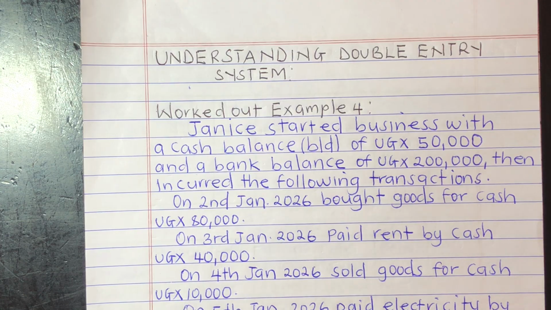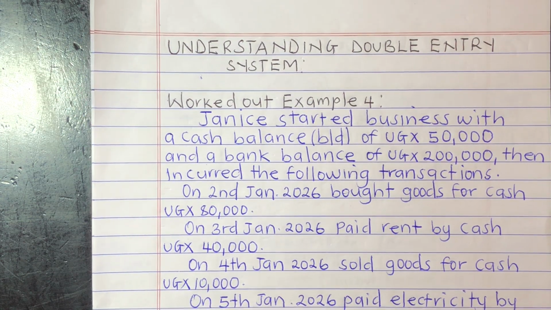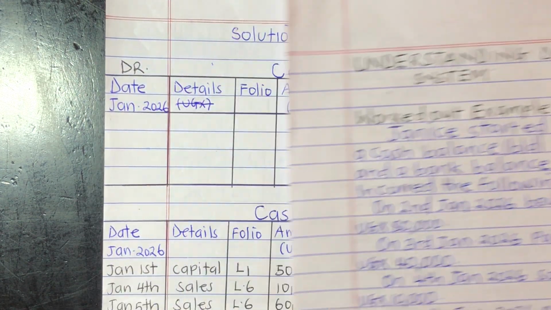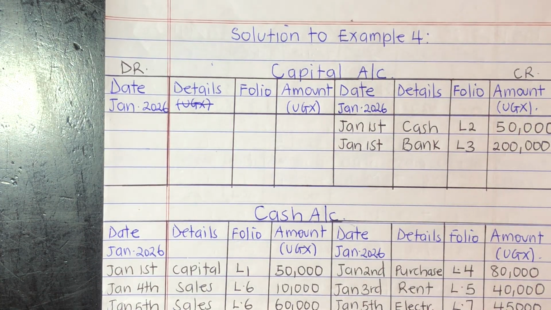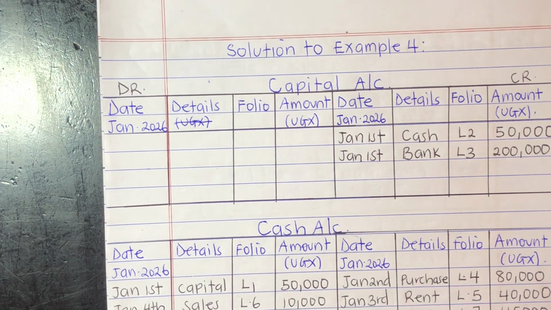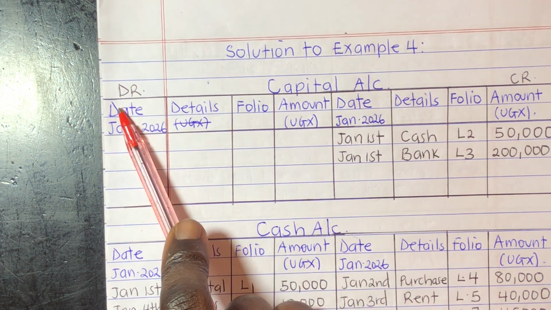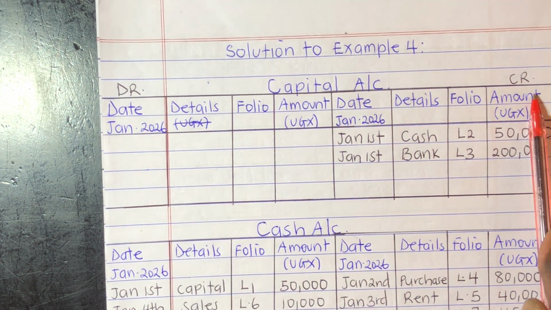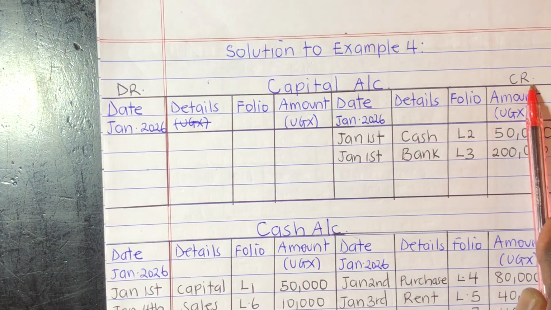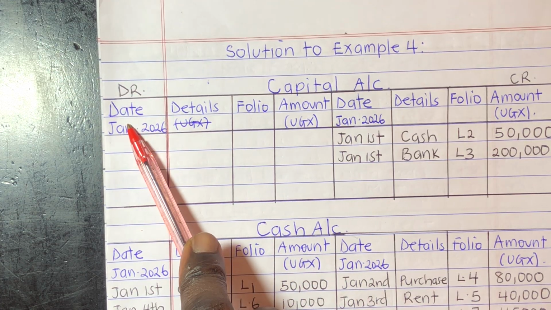So this is the solution for our worked out example 4. So we begin with the solution to worked out example 4. So this is the left hand side and this is the right hand side. So the right hand side is the credit side, which is the losing side or the giver side, and then the debit side is the left hand side, which is the receiving side.